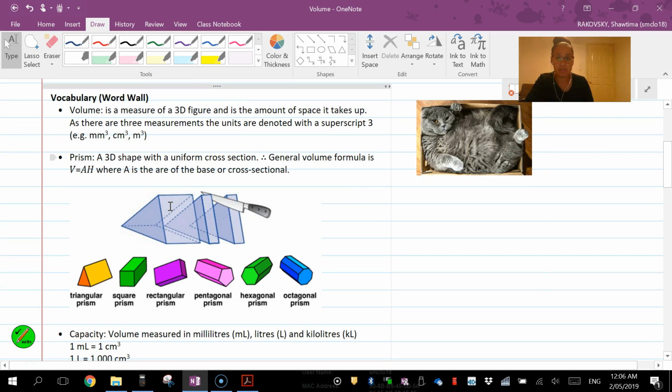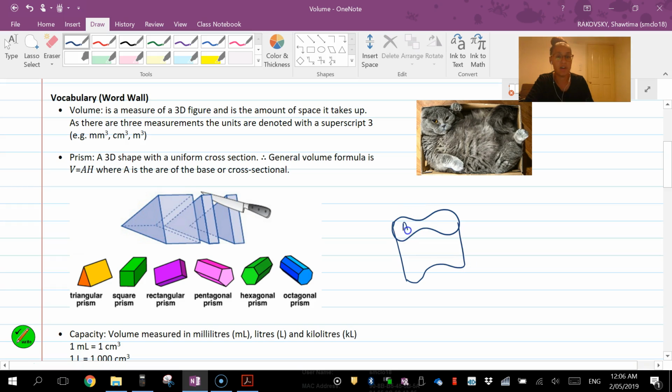When you have a prism, that has a uniform cross section, so if you cut it in a certain way, each one of those pieces will have the same base shape. So that formula is volume equals A times H. It doesn't matter if you had a triangle or any of these basic shapes. It doesn't even matter if you had, say, a weird jelly bean shape. You extend that out, it would still be a prism, providing that you know what this A is. So that would be your prism.